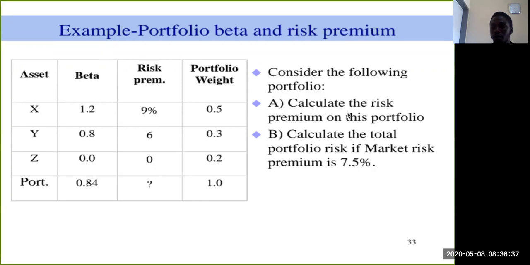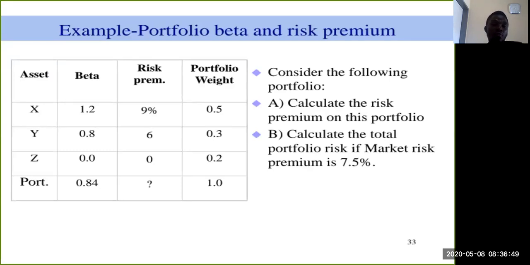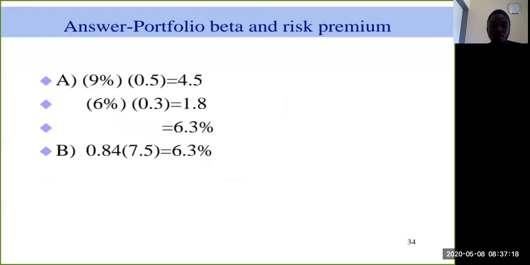So how are we going to calculate the risk premium on the portfolio? We just look at the assets that we have. We've got X, Y, and Z. We are going to get the 9%, we multiply it with the weight. And we also get the 6%, we multiply it with the weight. We also get the 0, we multiply it with the weight. But we know that when we multiply 0 and 0.2, we still get 0. Hence, it will be shown as follows when calculating the premium of the portfolio.